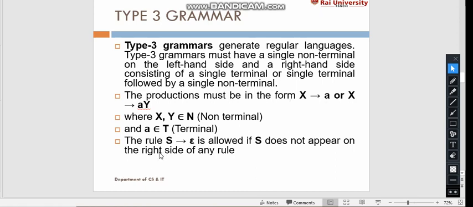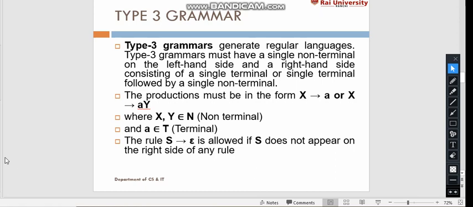Here the rule S produces epsilon is also allowed, and if S produces epsilon is present, then we cannot represent S on the right hand side of any rule. That we have to keep in mind: if there is any production where a non-terminal produces epsilon, then that particular non-terminal should not be present on the right hand side of any production.